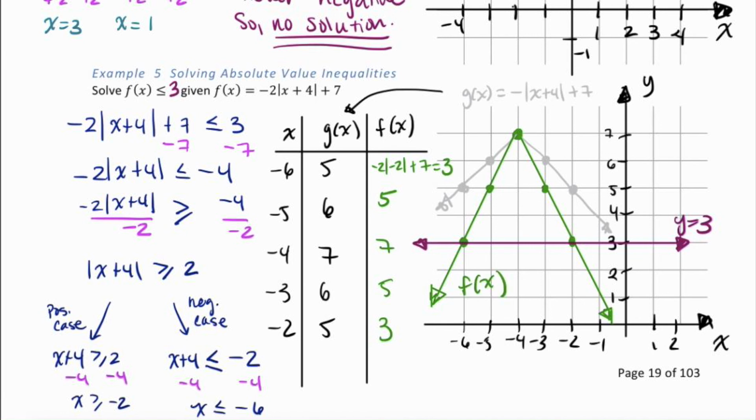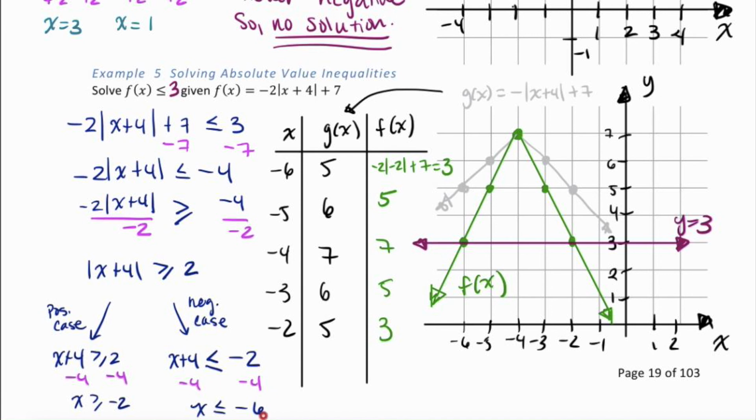Now we can use our graph to verify our solutions. So our first solution is x has to be greater than or equal to -2. Well, what happens when x is greater than or equal to -2? We're right here. So it is in this region that this function is less than or equal to 3. You notice, as long as we keep going in this direction, we'll always be less than 3. At -2, we are exactly at 3.